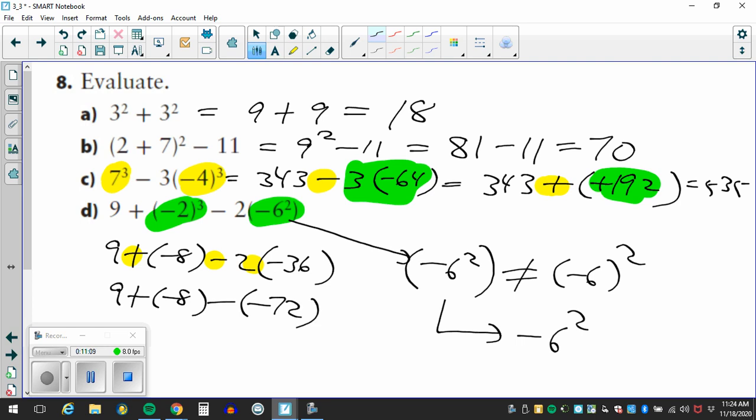Now I simply have addition, subtraction. I'll just solve them from left to right. 9 plus negative 8 is 1. And 1 take away negative 72. If you take away negativity, you make it more positive. How much more positive? 72 more positives, which makes your final answer 73.